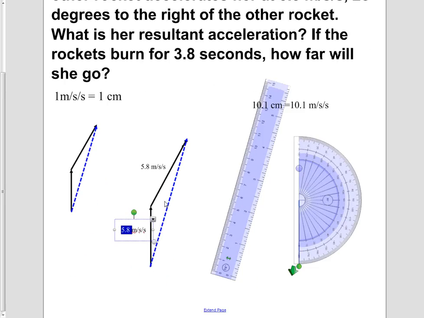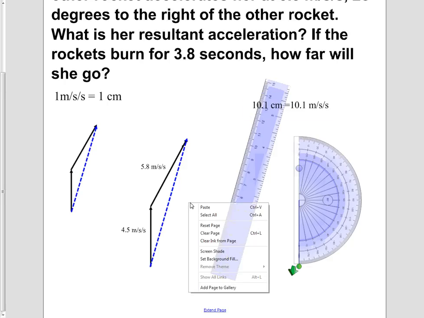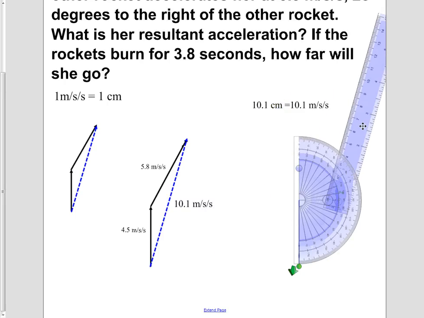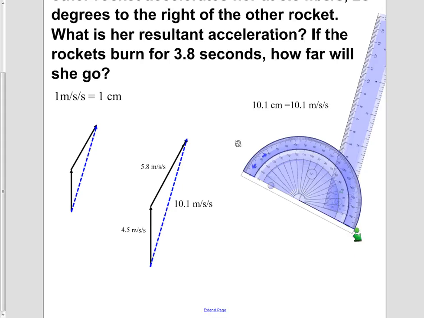And that was 4.5 meters per second. And now we can simply label our resultant vector. That resultant vector is 10.1 meters per second. Now, because this is a vector problem, we do need to make sure that we measure the direction of that vector.